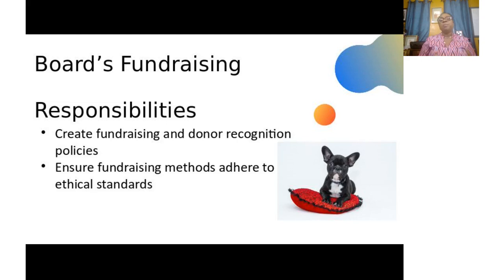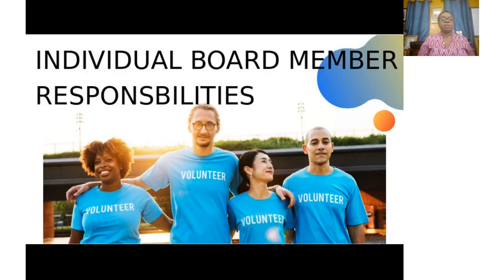Now, this is going to vary per organization depending on the size and the fundraising need, but this is what a board of directors is supposed to do in the area of fundraising. So let's talk about some of those individual board responsibilities.